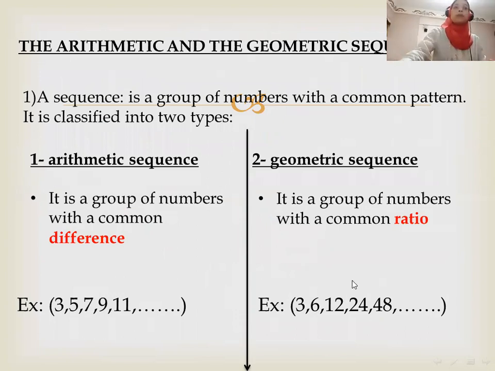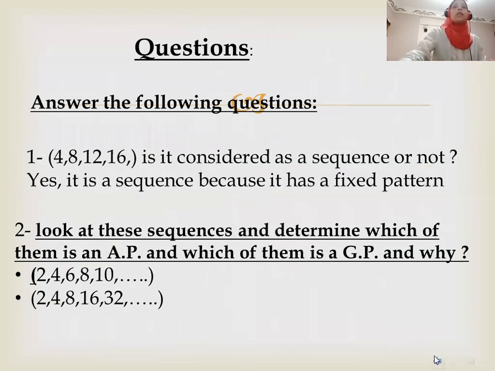Now we move to the last part of today's lesson, which is some questions to check your understanding. Answer the following questions. If you look at this group, is it considered a sequence or not? The first term is 4, and then it increased by 4 to become 8, and then increased by 4 to be 12. So it has a common pattern, so it's a sequence because it has a fixed pattern. Well done.